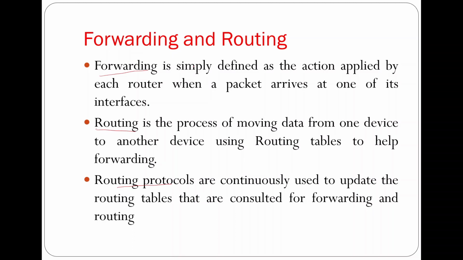It is an action applied by each router when a packet arrives at one of its interfaces. You see, the network is a connection of a number of host devices to the router, and the router in turn is connected to some internet service provider, right? So whenever there is a need of transmission of information, obviously the packet has to move from one point to the other point. It is from one router to the other router, or from one host to the other router, router to host, or host to host. The transmission may take place like that. We call it forwarding.